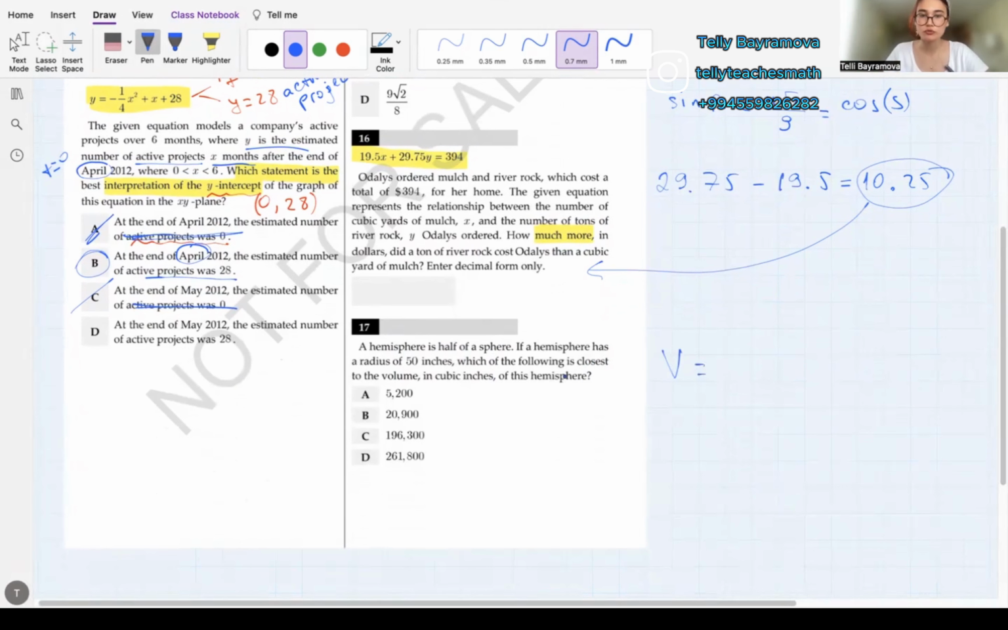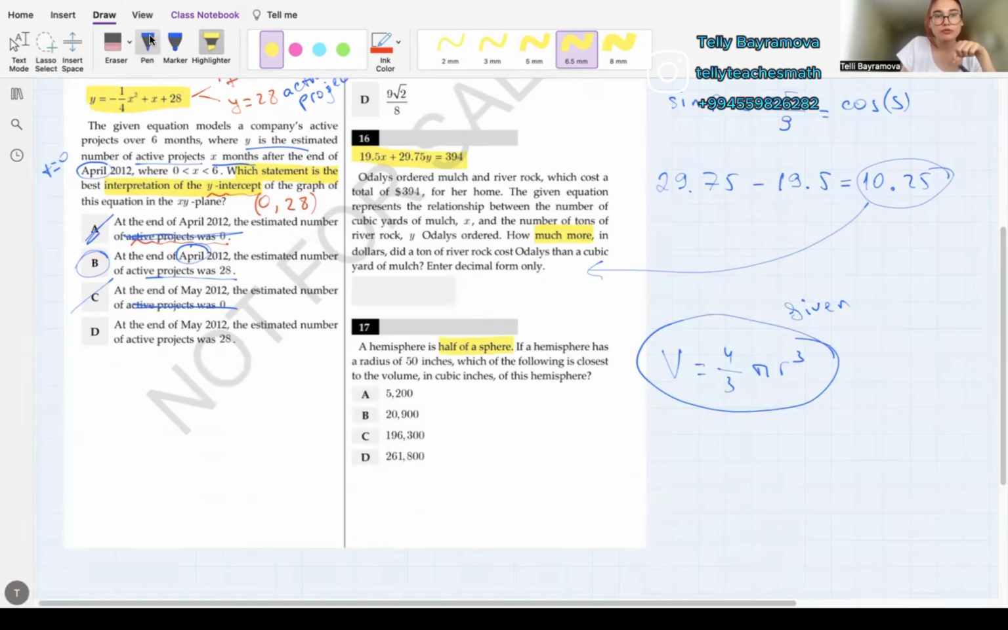So the volume of a sphere is 4 over 3 pi r cubed, which will be given for you. But the question says half of a sphere. Half of a sphere is what? 2 over 3 pi r cubed. And r is 50. Find the volume.